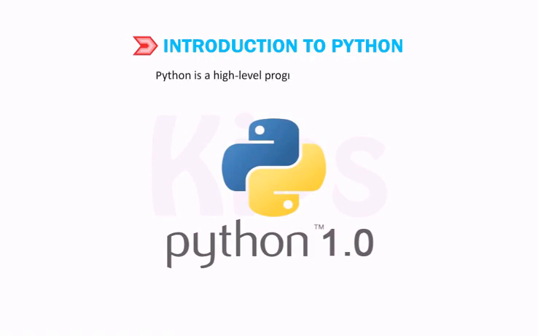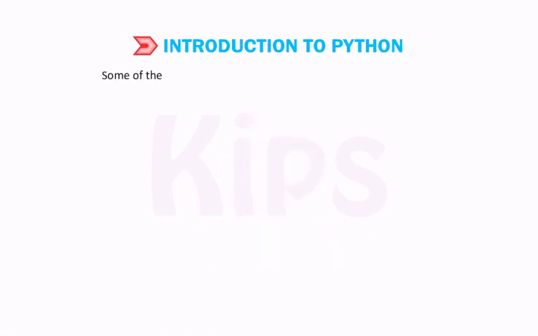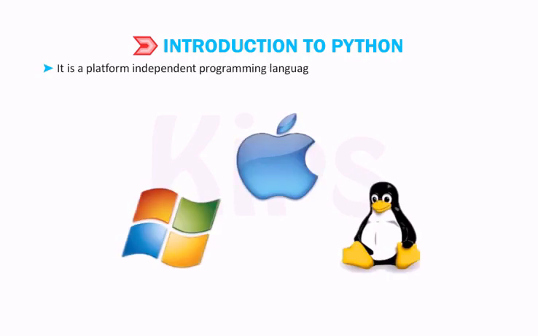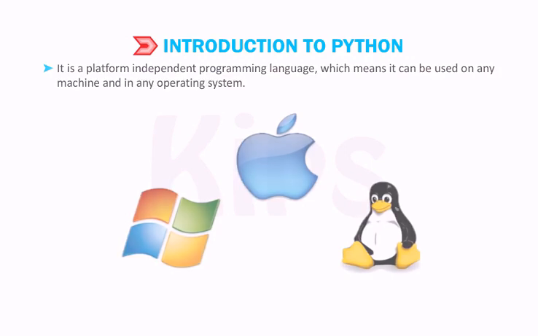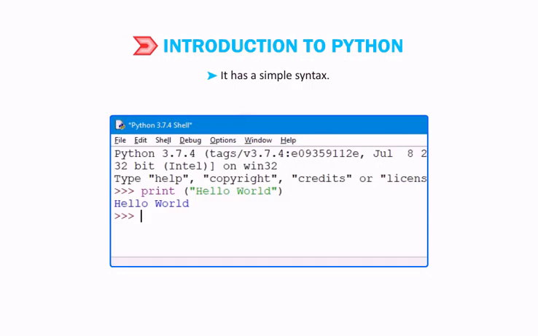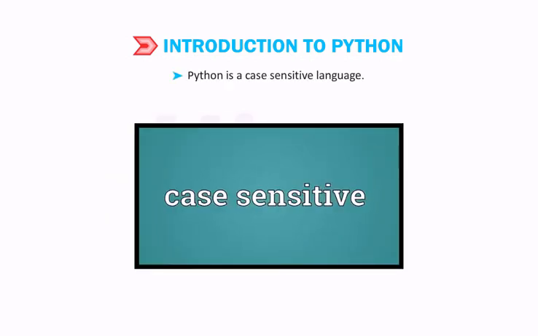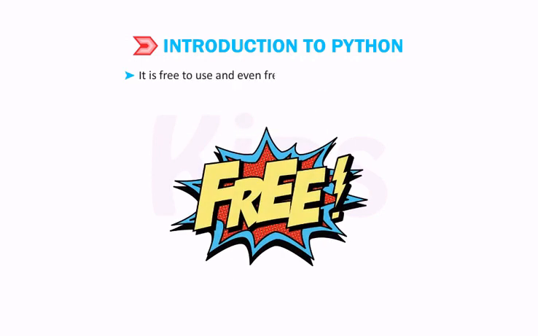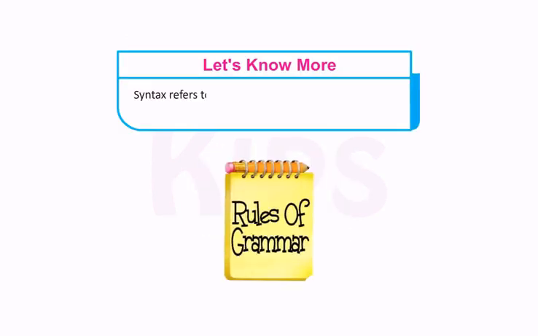Python is a high-level programming language. Some of the features which make Python so popular are as follows. It is an easy-to-learn general-purpose programming language. It is a platform-independent programming language, which means it can be used on any machine and in any operating system. It has a simple syntax. Python is a case-sensitive language. It is an interpreted language. It is free to use and even free for commercial products. Students, let's know more. Syntax refers to the grammatical rules to be followed while writing a program in any language.